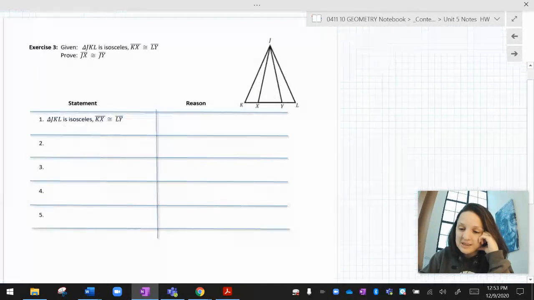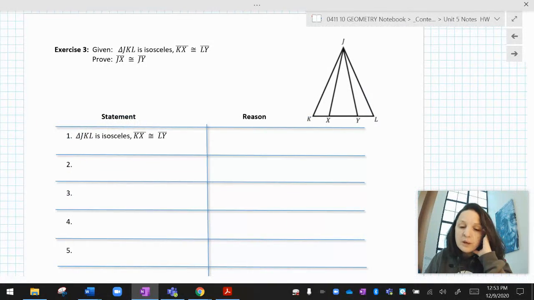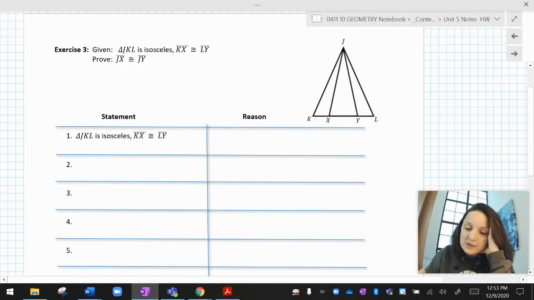Everything all at once. Isosceles and CPCTC. Let's do it all in one. So given triangle JKL is isosceles, fine. KX equals LY, fine. Prove that JX equals JY.